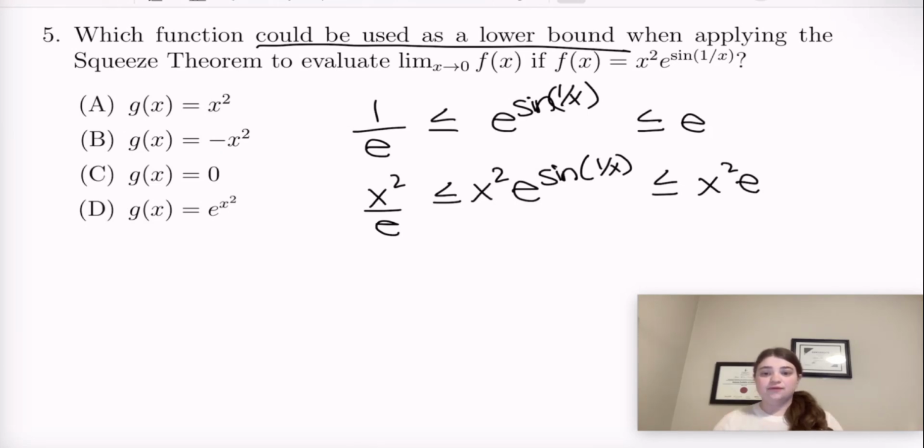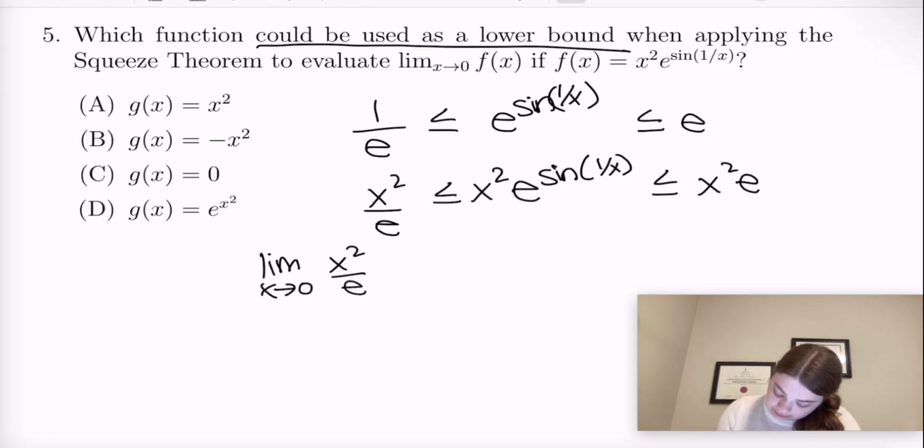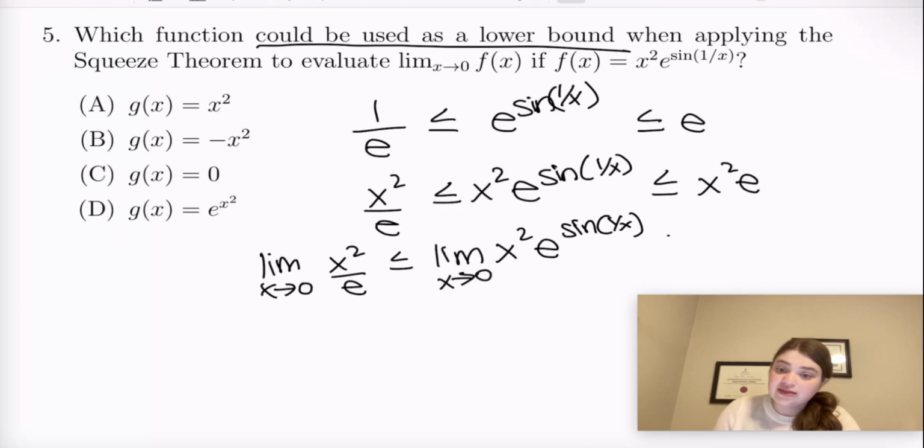I'm going to take the limit of all of these and see what we get, and then whichever function we get technically could have been used as a lower bound. So let's apply the limit as x approaches 0: x squared over e is less than or equal to the limit as x approaches 0 of x squared e to the power of sine 1 over x, which is less than or equal to the limit as x approaches 0 of x squared e.